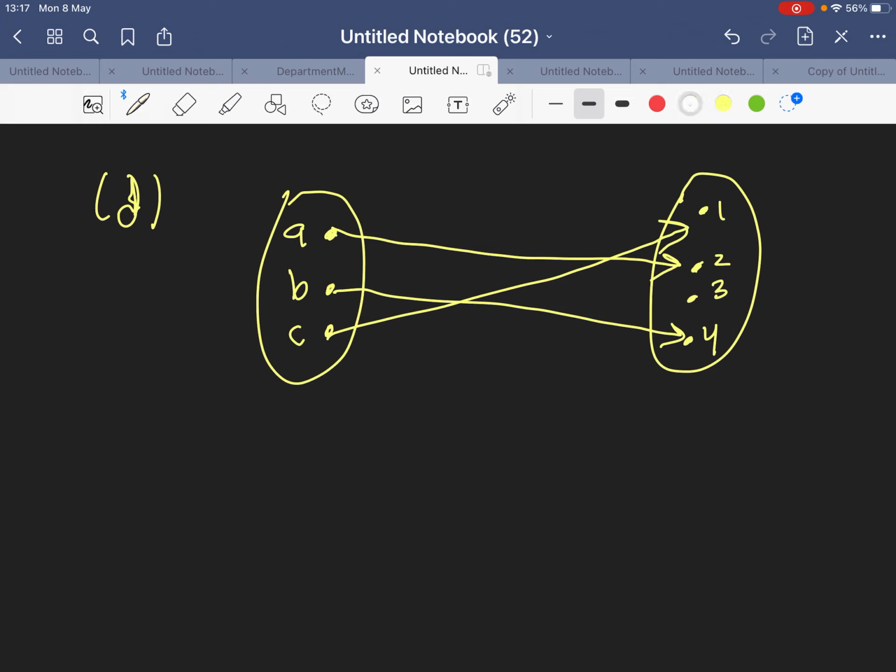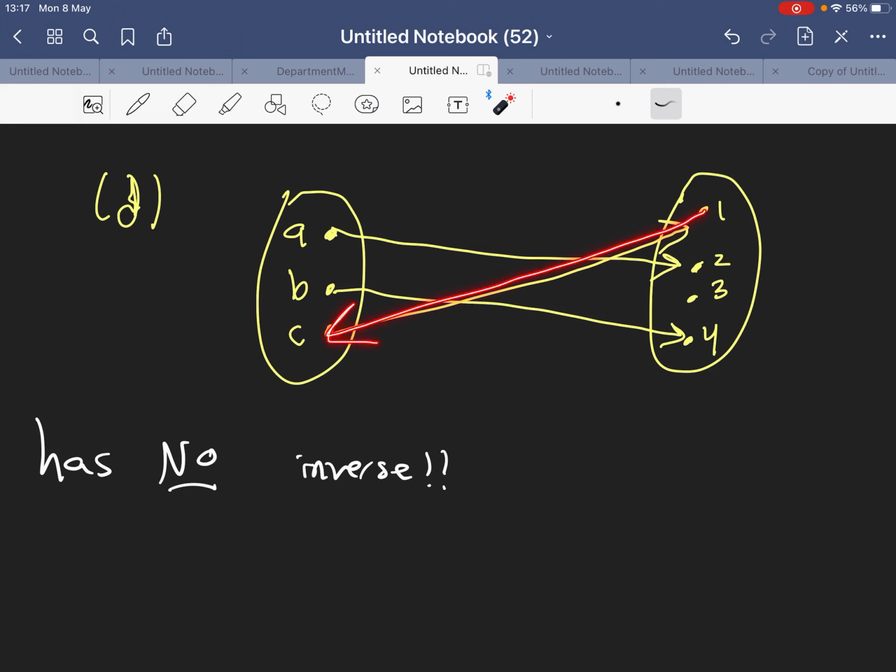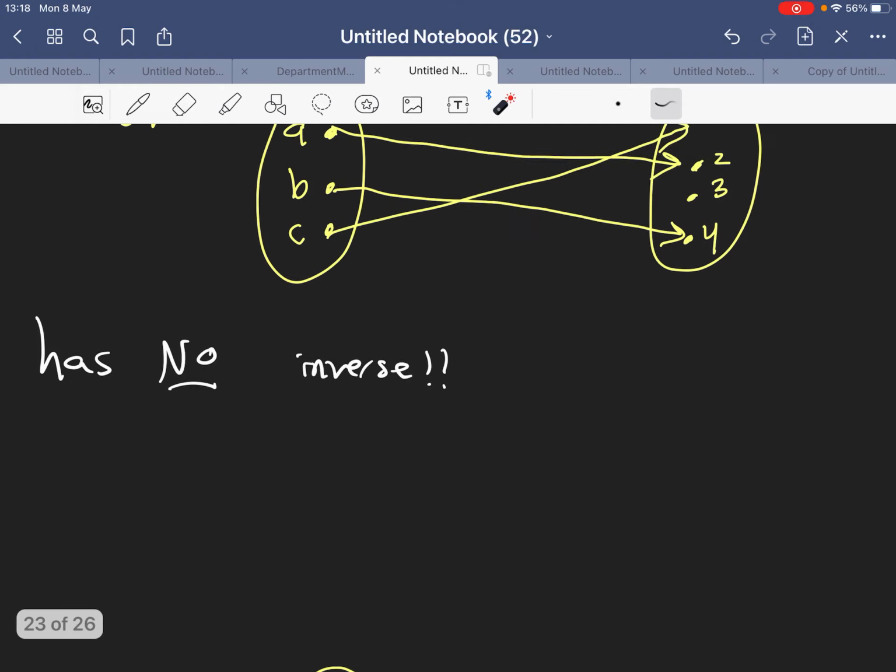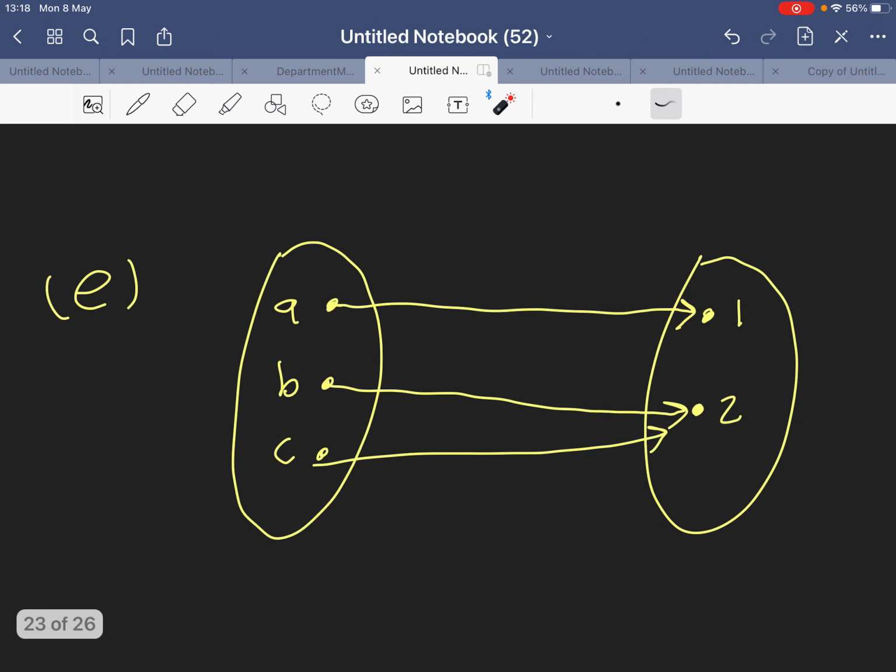Now, look at this one. This one has no inverse. Why? Because remember, the inverse should be changing the arrow. So the 1 will go to C, that's fine. The 2 will go to A, that's super. The 4 will go to the B, that's perfect. But how about 3? It has nothing that it can go to. So this has no inverse. Which means everything in the output must be covered. So I can reverse the arrow, I can return them back. And that's exactly what I want to do.